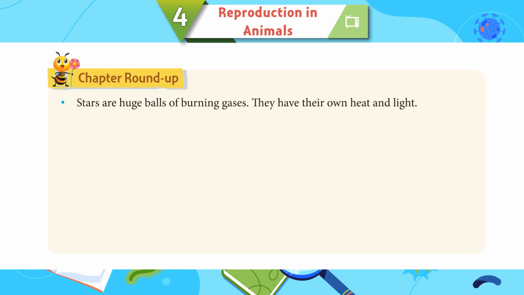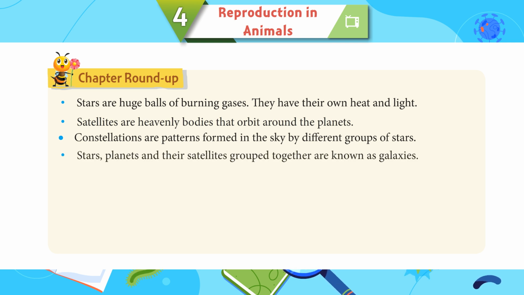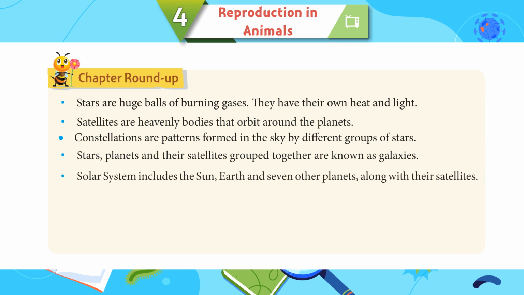Chapter Roundup. Stars are huge balls of burning gases. They have their own heat and light. Satellites are heavenly bodies that orbit around the planets. Constellations are patterns formed in the sky by different groups of stars. Stars, planets, and their satellites grouped together are known as galaxies.